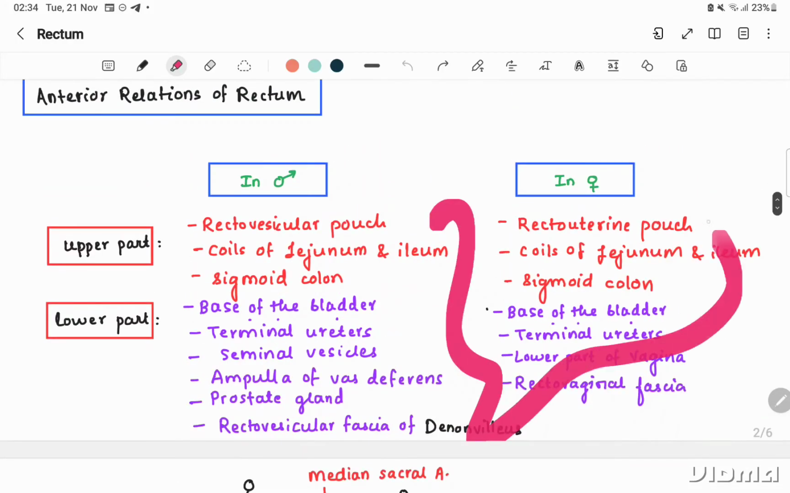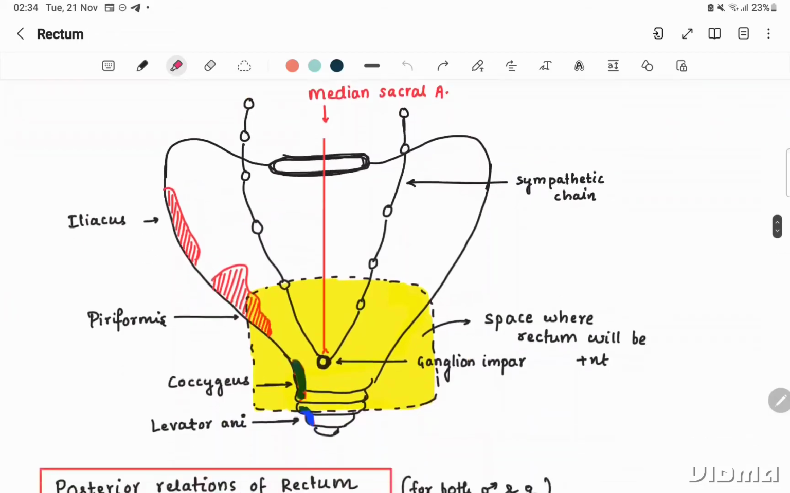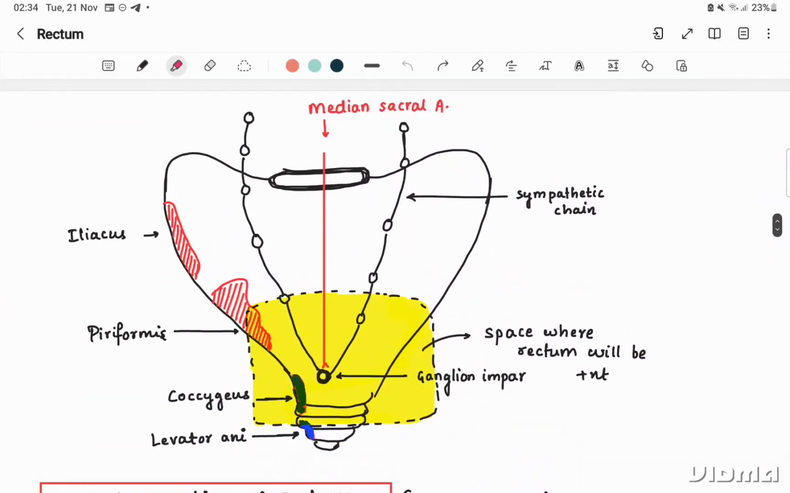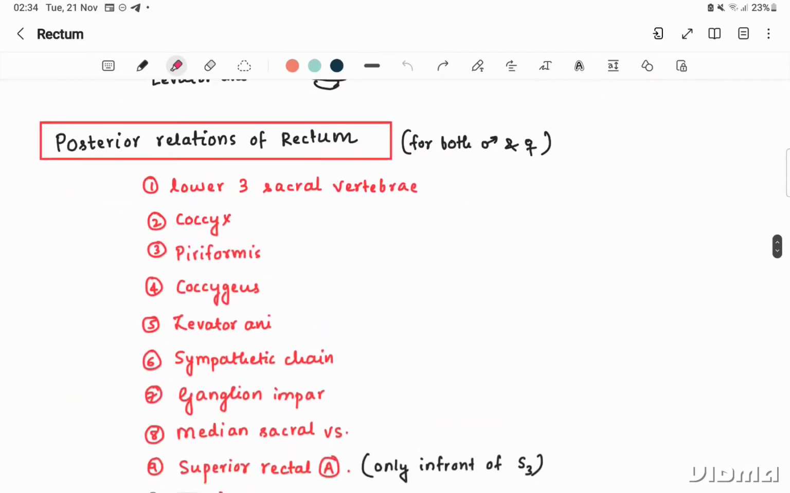It's very easy if you just think about this. You can just remember it like this. And what are the muscles that are present here?